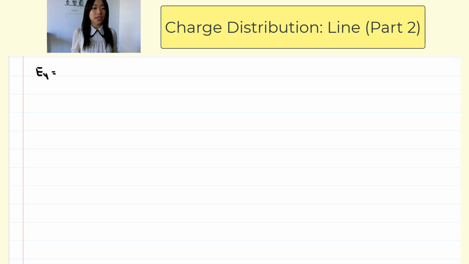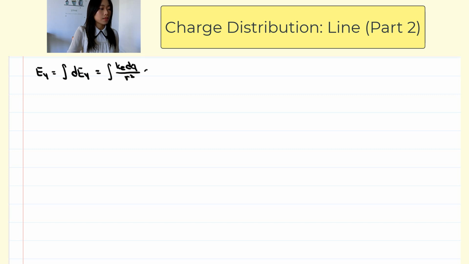Similarly, we are going to use an integral. We are going to sum up all the y components of the electric field from each element. So Ey equals the integral of dEy, which equals the integral of Coulomb's constant times dq divided by r squared times sine theta, because here we are looking for the y component.